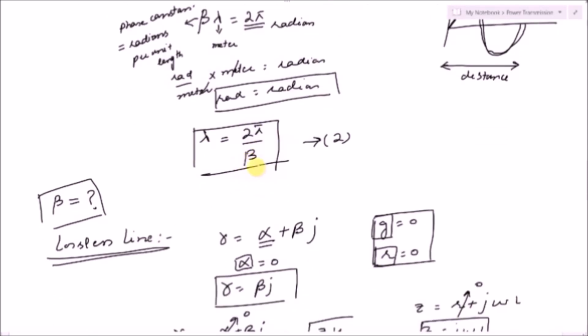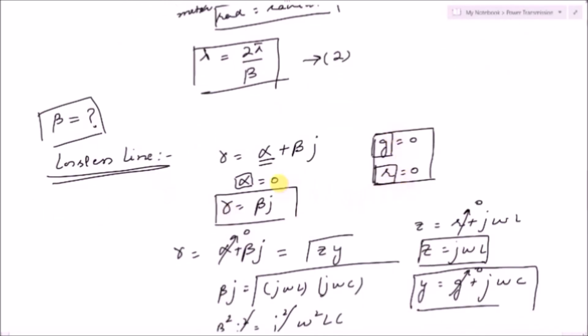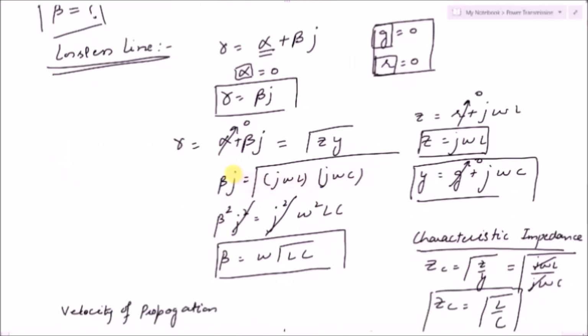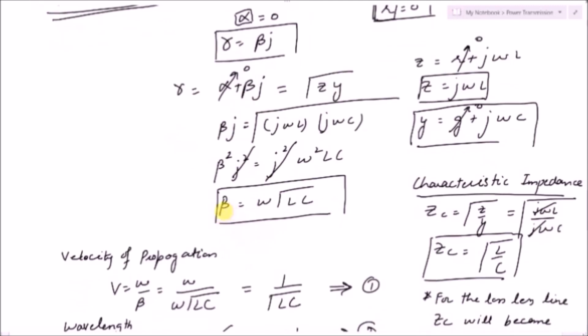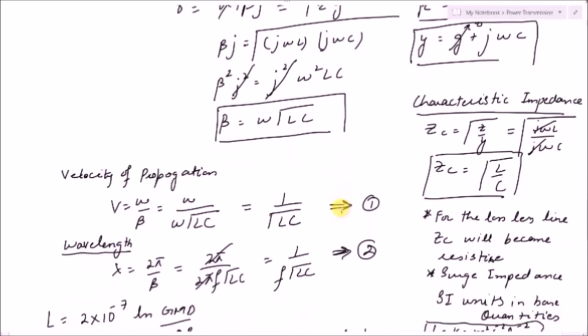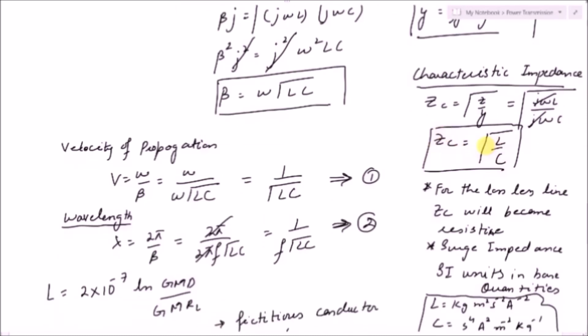Then to calculate the value of beta, we considered a lossless line, and in a lossless line we have three parameters that become 0. Alpha, the attenuation constant, becomes 0. Conductance and resistance become 0, and from there, from the value of gamma, the propagation constant, we got the value of beta, that is the phase constant, which is equal to omega under root LC. The second part was the characteristic impedance, and if the attenuation constant is 0 and the conductance and resistance values are 0, the characteristic impedance will become resistive, and this is known as surge impedance.